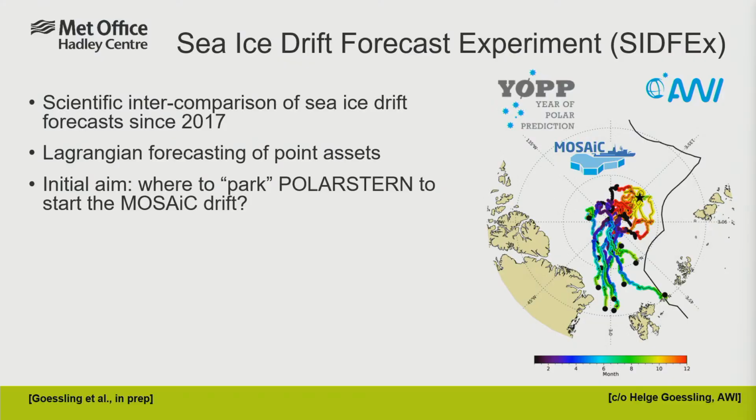And this plot on the right from Thomas Krumpen shows, if they just looked at climatology, the star is where they could put Polarstern, and all those little trajectories are what the drift would have been from that point from all of the previous 10 years. And you can see there's a massive difference. Some of them come out through the Fram Strait in 6 months. Some of them are still circulating near the North Pole after a year. So they really wanted some forecasts.